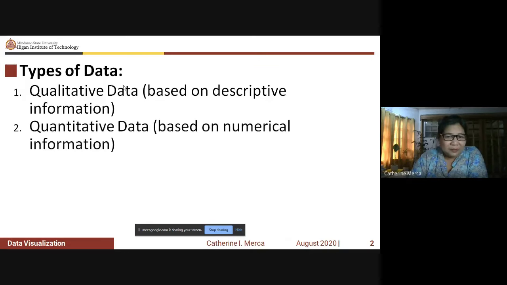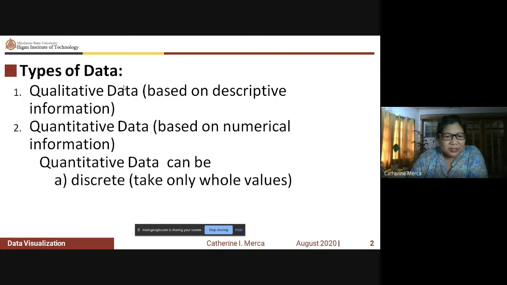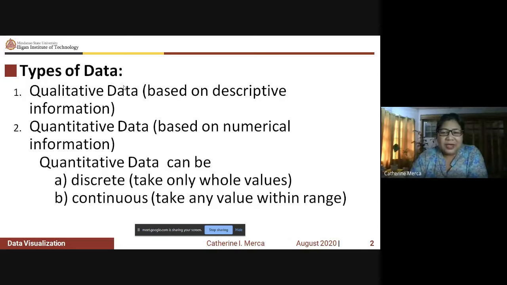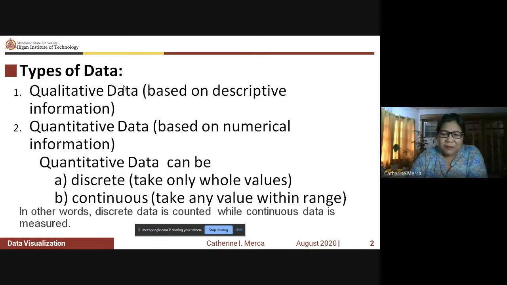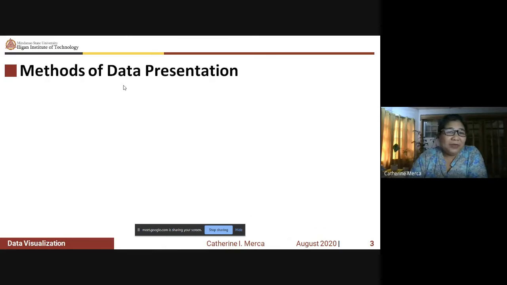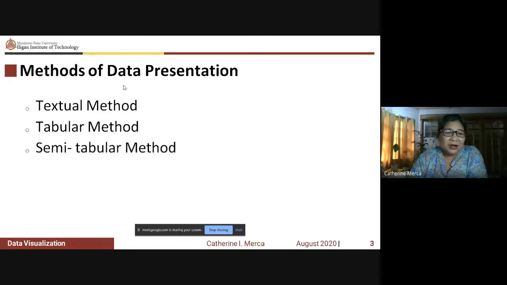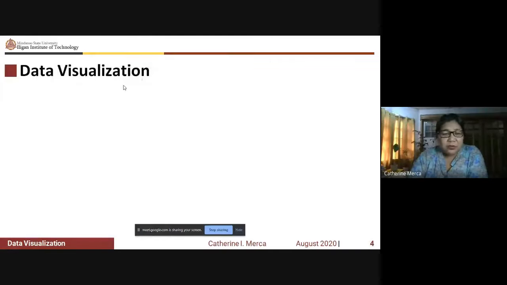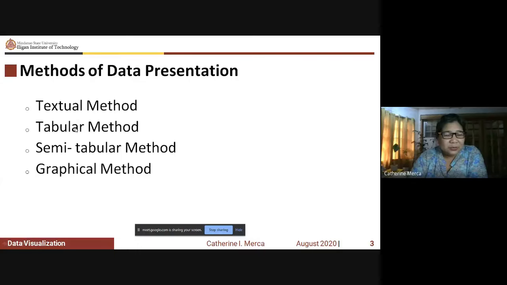You have your quantitative data based on numerical information. So quantitative data can be discrete, take only whole values, or it can be continuous, take any value within range. So yun yung mga measured. So continuous data is actually measured. So yung data na kukunin nyo about body proportion is actually a continuous data. Okay? Then we have methods of data presentation. You have your textual, your tabular, semi-tabular method, graphical. So yung i-present nyo tonight for your assignment was supposed to be your tabular method. I gave you already the table para kayo na lang mag-fill in.